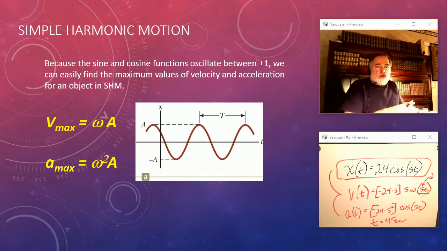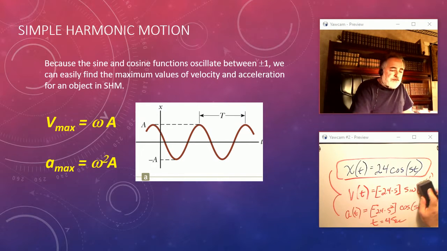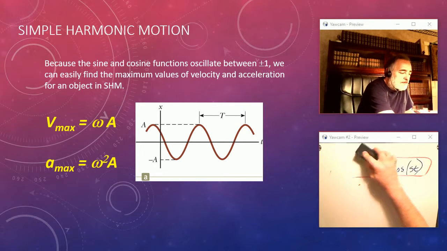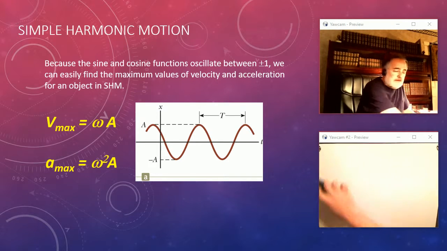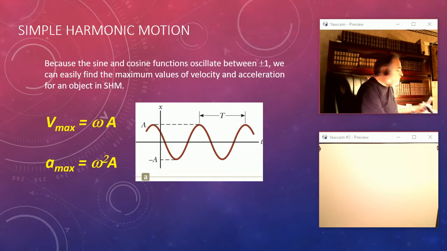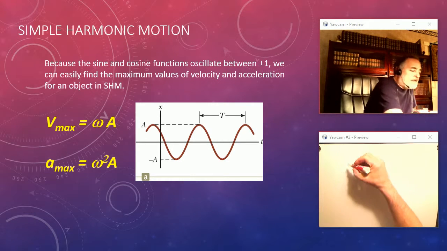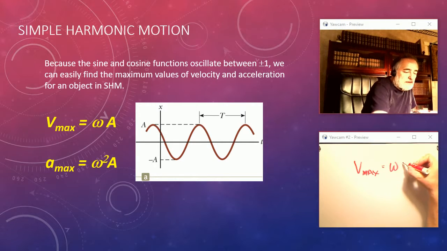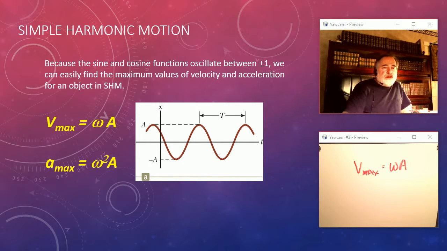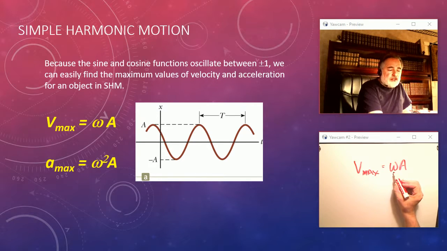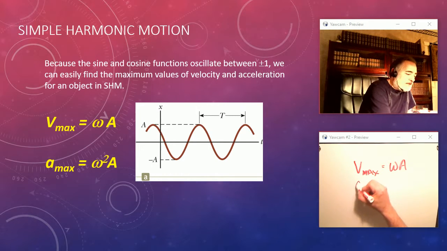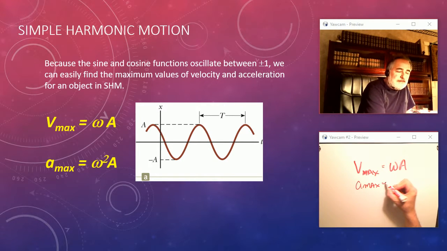So we could also find a point where we have the maximum velocity, and velocity max, looking back at that equation, is going to be rads per second, its radial velocity, times the amplitude, and the acceleration max, omega squared times the amplitude.